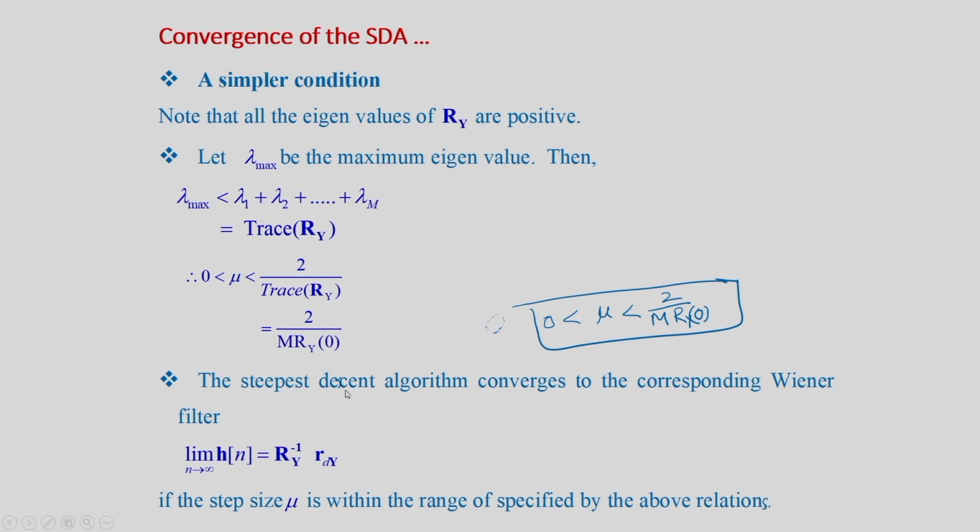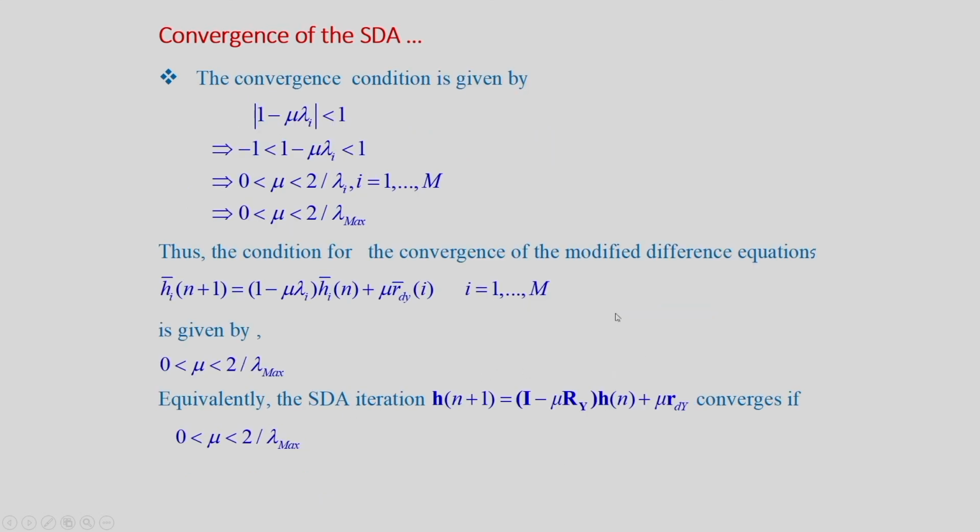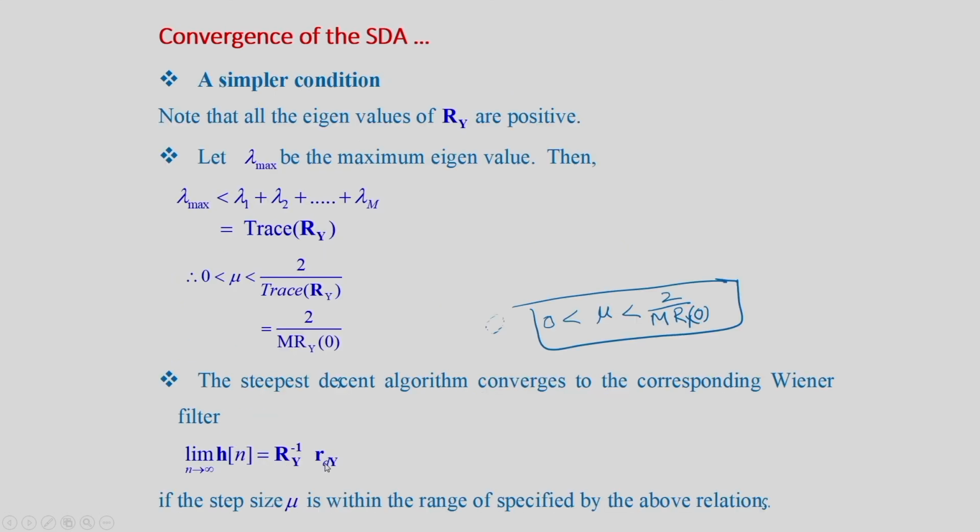Thus, this steepest descent algorithm converges to the corresponding Wiener filter, the limit of h n as n tends to infinity is equal to Ry inverse into r dy, if the step size mu is within the range specified by the above relations. So, if we consider these two relations for limiting mu, then the steepest descent algorithm will converge to the Wiener solution given by this.